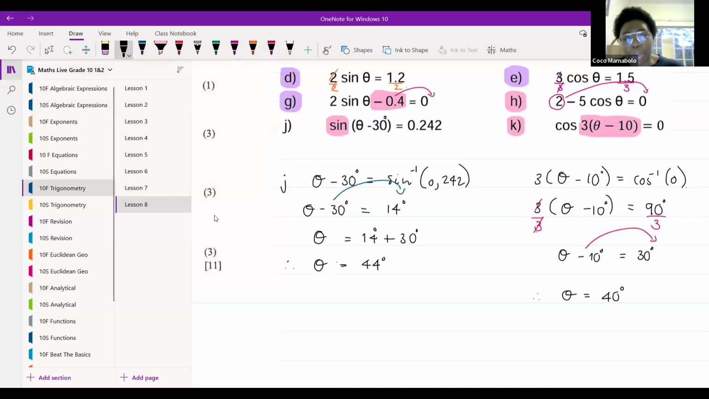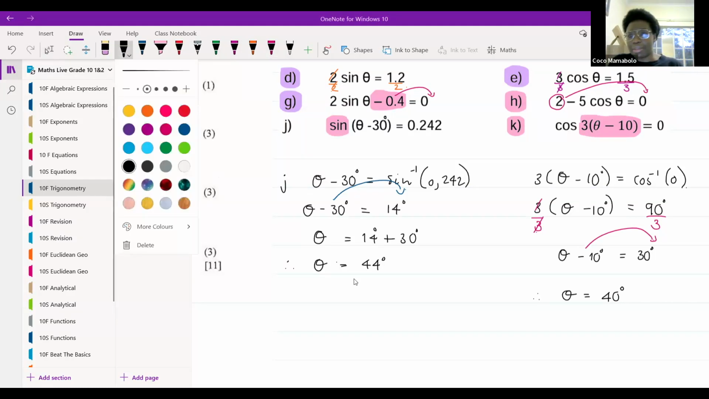Okay. I'm going to ask again. Give me a thumbs up. Are we feeling comfortable with these questions? Ma'am, is it okay if you substitute 3 and make it 3 theta minus 30 degrees equals 90? Not at all. There's absolutely nothing wrong with that.